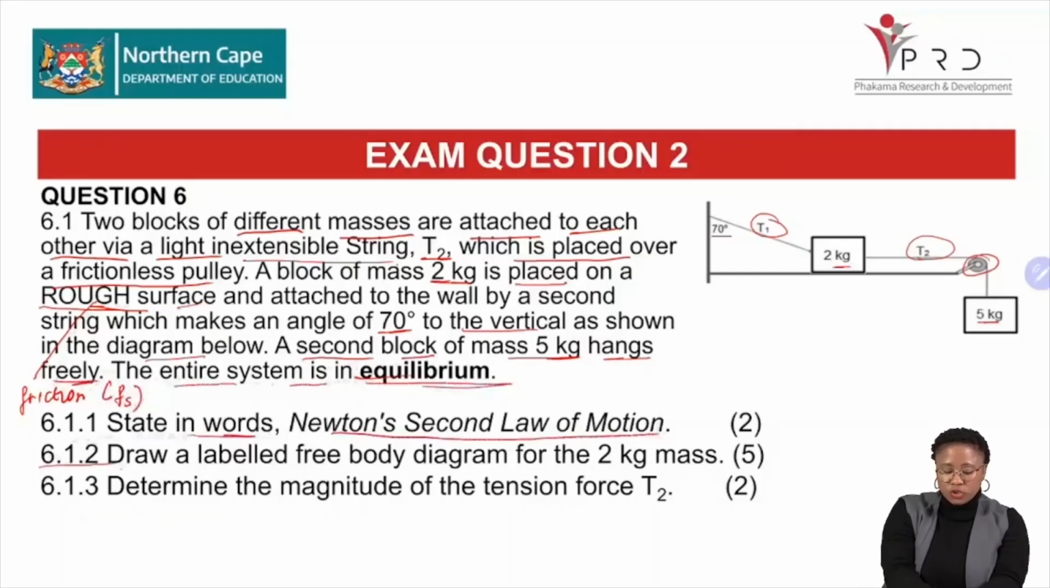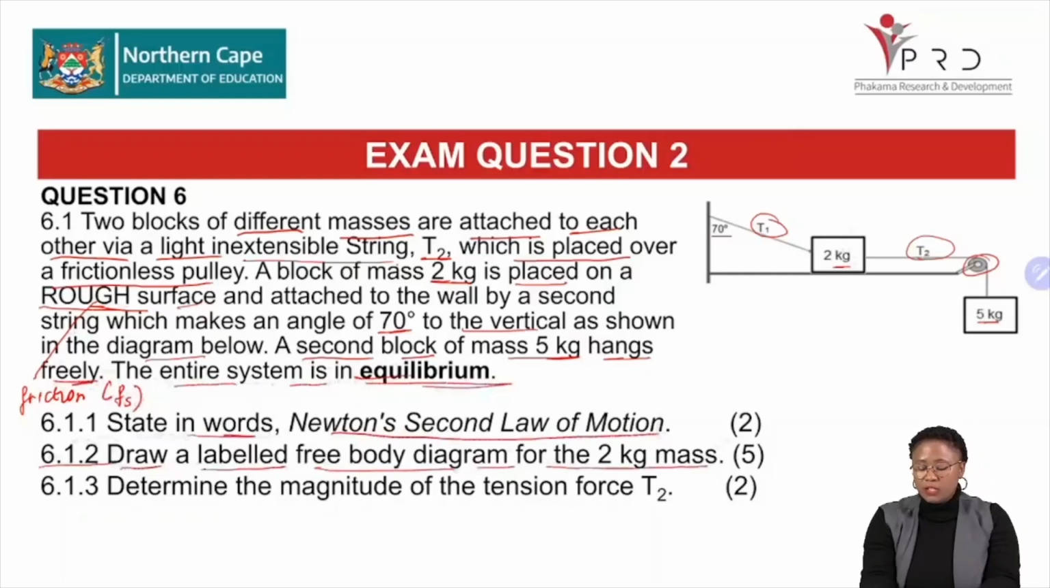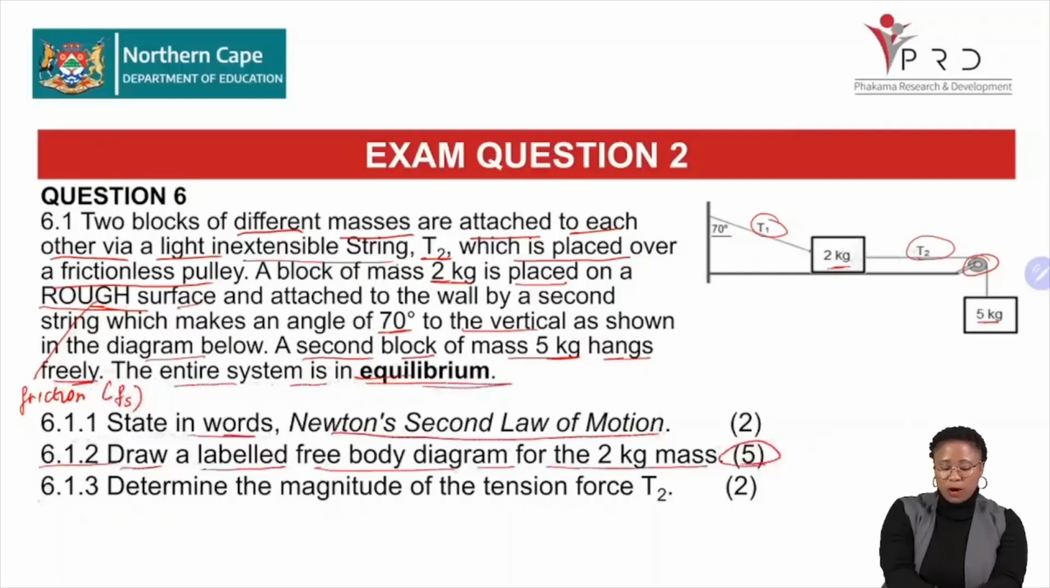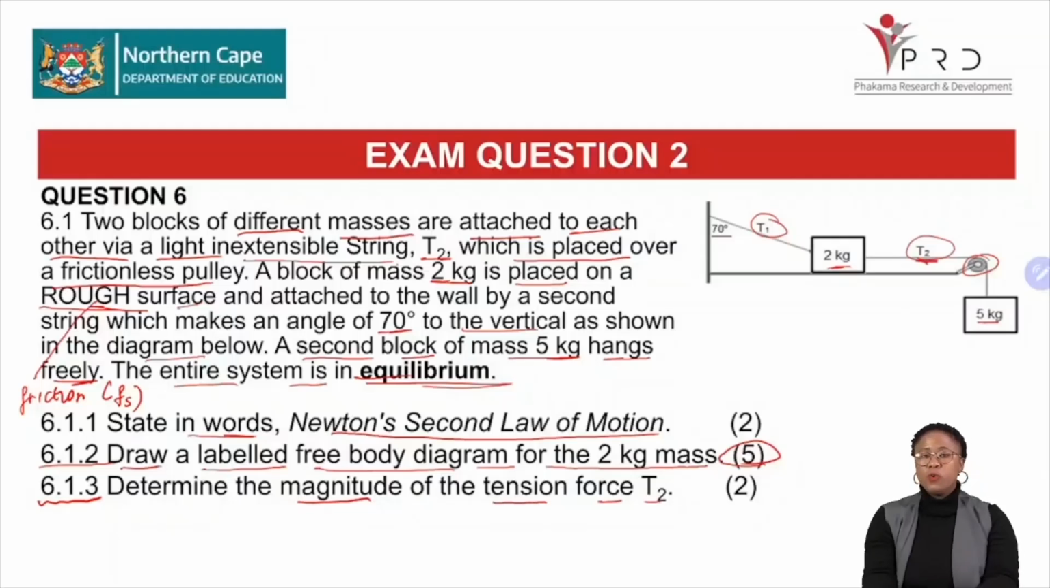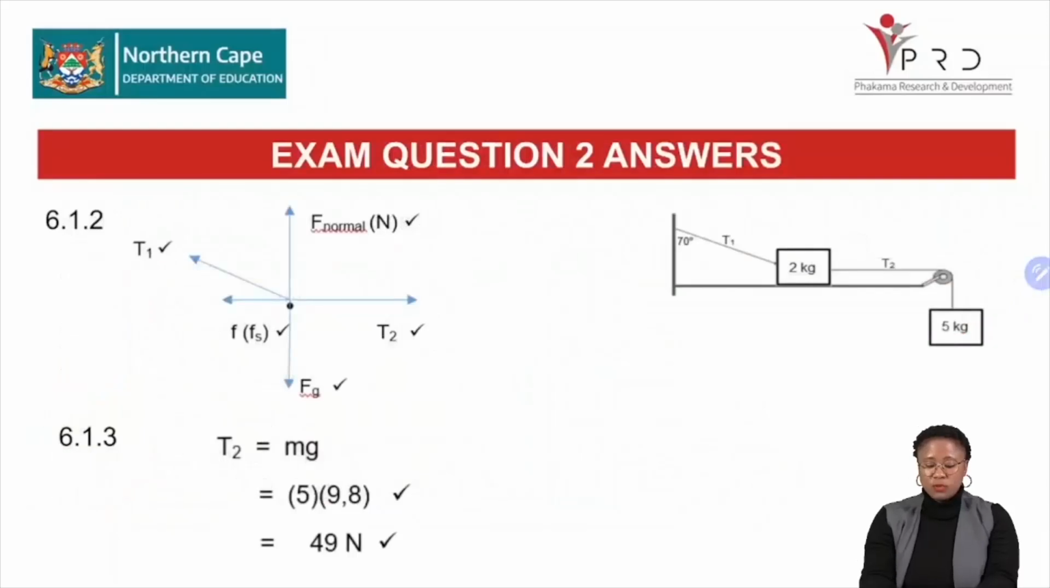6.1.2 says, draw a labeled free body diagram for the 2 kg masses. Now, as you can see, the 2 kg block is over there, and look at the mark allocation here. I have 5 marks. That means how many forces must I have? 5 forces. So I'm quickly going to show you how I've worked it out. And then the next question asks us to calculate the magnitude of the tension force on T2. Okay, we are looking for T2. So firstly, let's look at how the free body diagram is going to look.